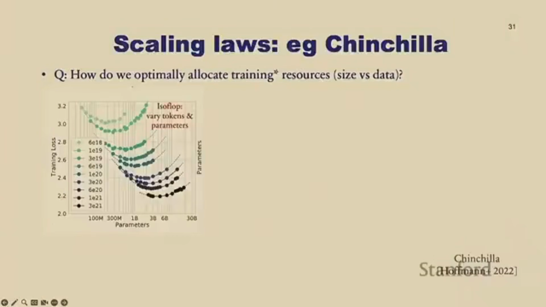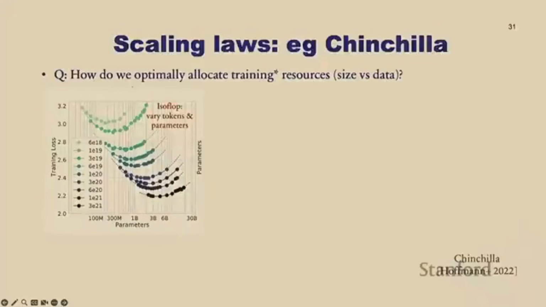Chinchilla is a very famous paper that first showed this. I want to give you a little bit of a sense of what these plots are. Here you see training loss again. On the x-axis you see the number of parameters, so the size of the model. All these curves are what we call isoflops, which means all the models on a curve have been trained with the same amount of compute. The way you do that is you vary the number of tokens trained on and the size of the models, but in such a way that the total compute is constant.